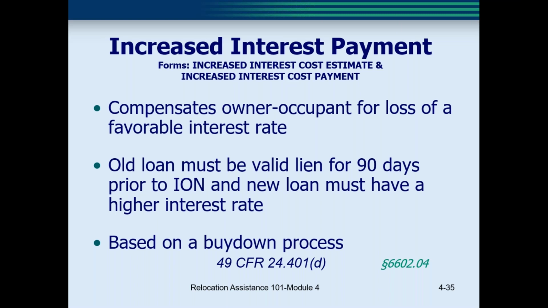Federal regulations still reflect a 180-day requirement for the increased interest payments if you check 49 CFR. However, in Ohio, we have a law that says our requirement is 90 days, and because it's a law, Federal Highway recognizes that.